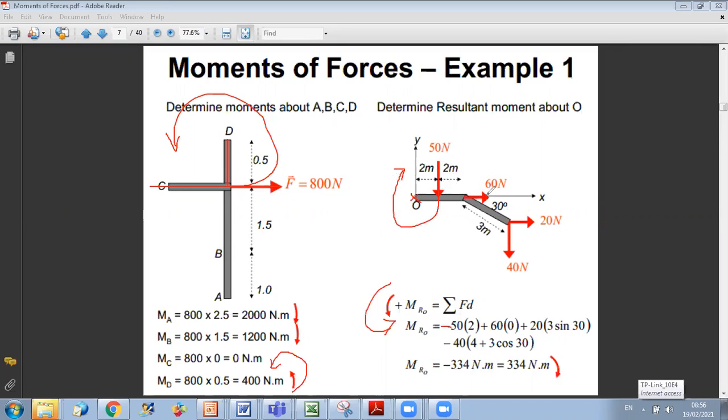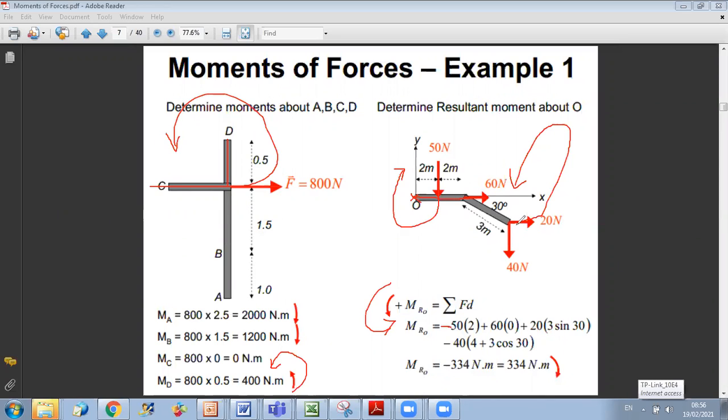Now, for the 60 Newton force, the 60 Newton force is passing by O, so it cannot produce any moment about O, so it's 0. Now, for the two other forces, 20 Newton and 40 Newton, I will start with the 20 Newton force. The 20 Newton force is trying to rotate about O like this. So it's a moment in the counterclockwise direction. So it's a positive moment.